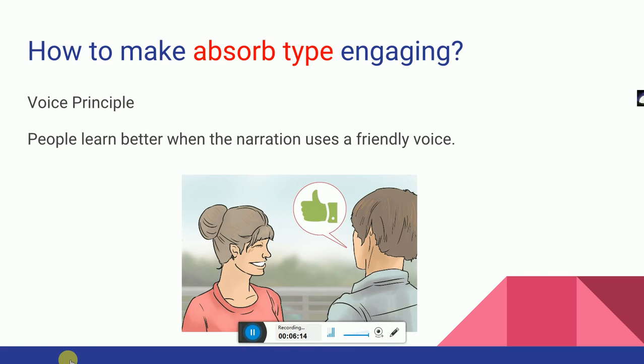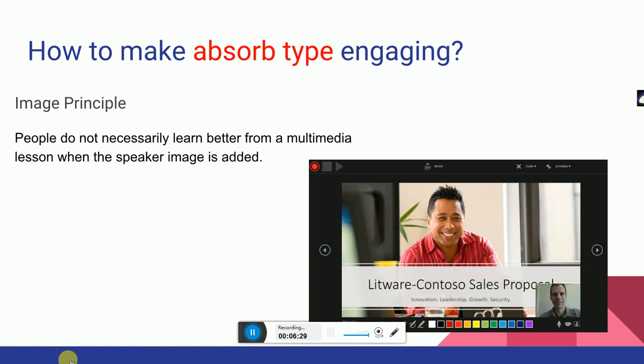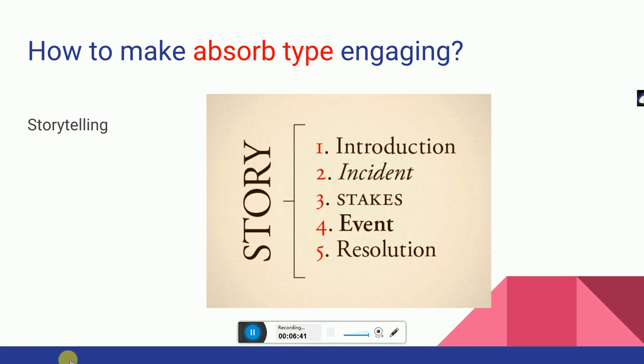The next principle is the voice principle. So we want to pay attention to our narration so that we have a friendly voice rather than a voice out of a machine. The last principle is the image principle. We do not necessarily learn better if we are presented with the instructor's or speaker's image.